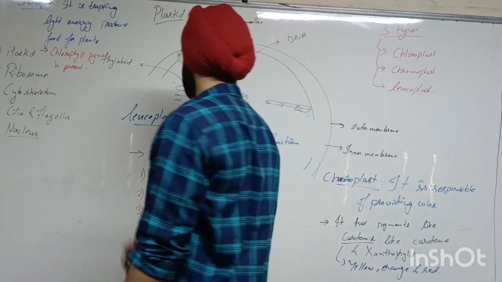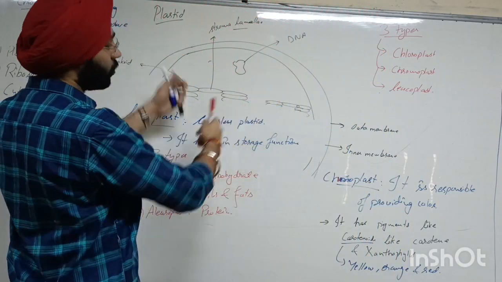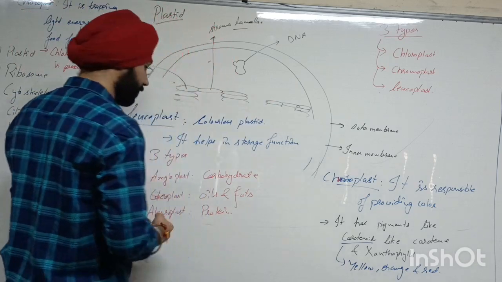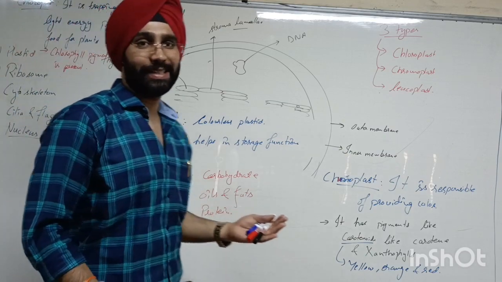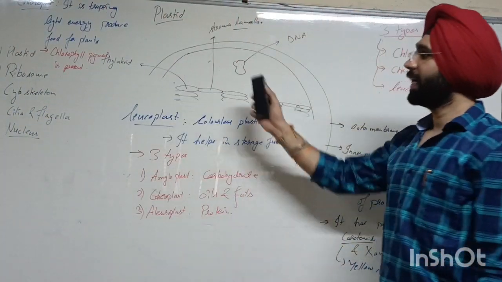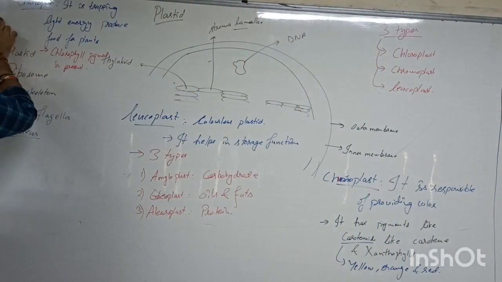So three kinds of leucoplasts are present in the cell, and this was the basic structure of chloroplast, which unfortunately I have just cleared. So that's all about plastids. Again, the next topic of ours is ribosome. First I need to rub this.